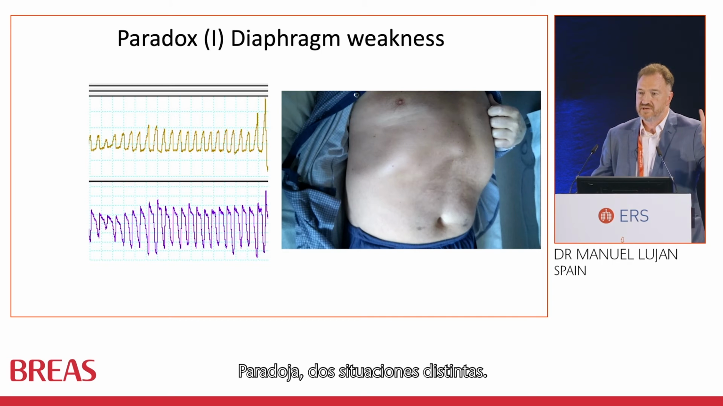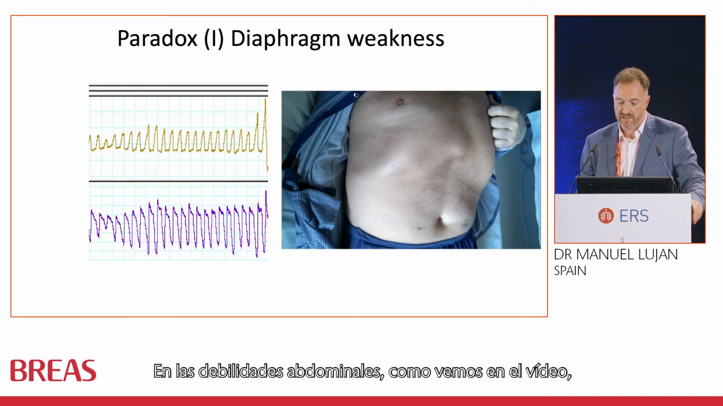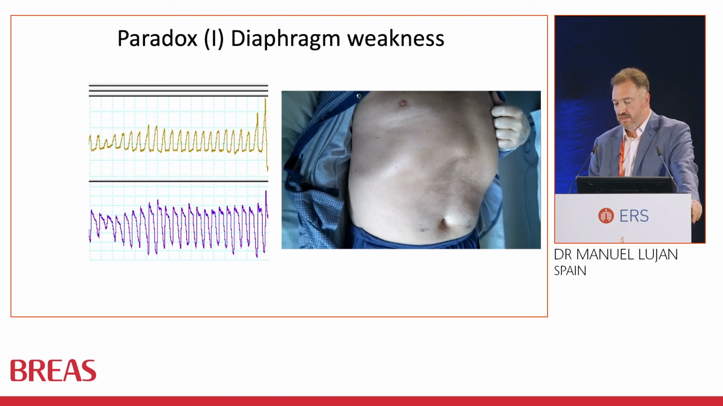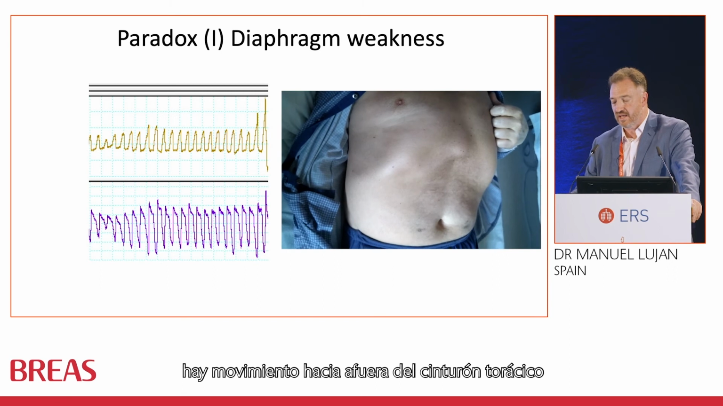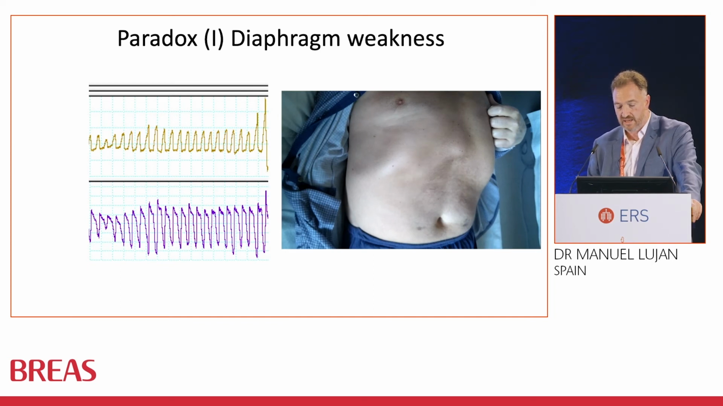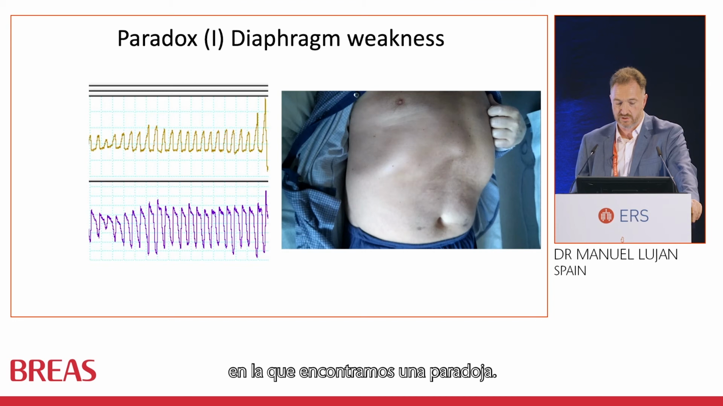Paradox. Two different situations. The first, when there's an abdominal weakness. With an abdominal weakness, as we can see in the video, there is a movement outwards of the thoracic belt and an inward movement of the abdominal belt, like this. This is the first situation in which we can have a paradox.